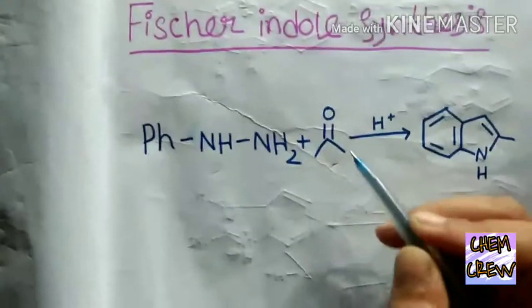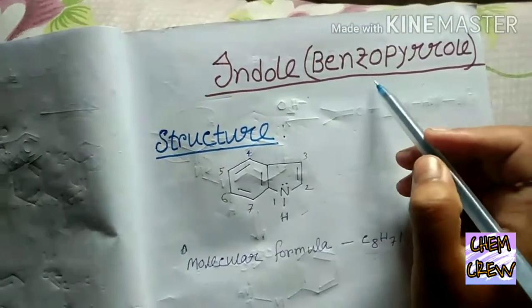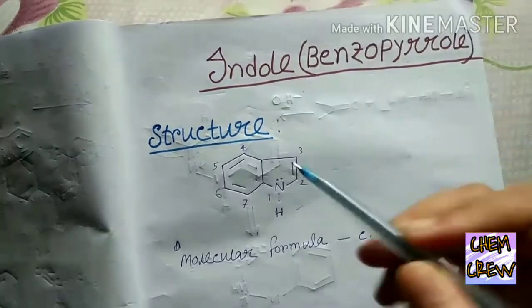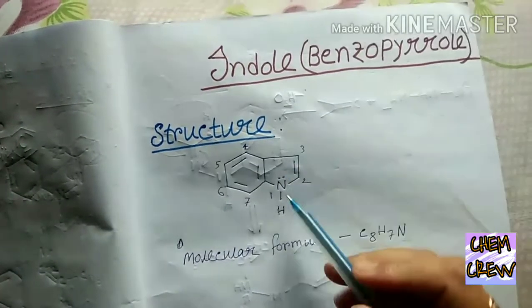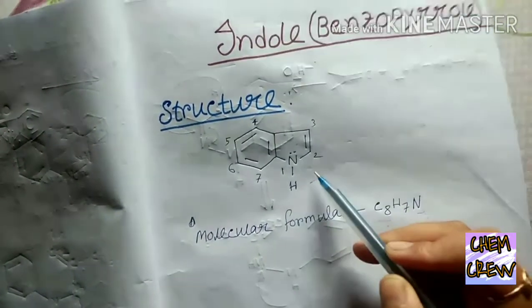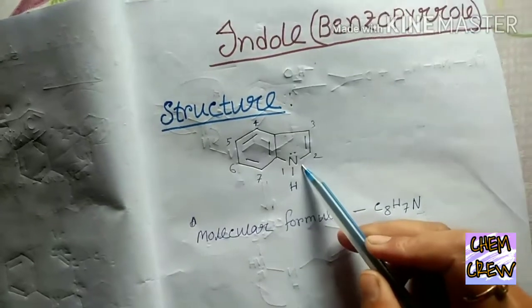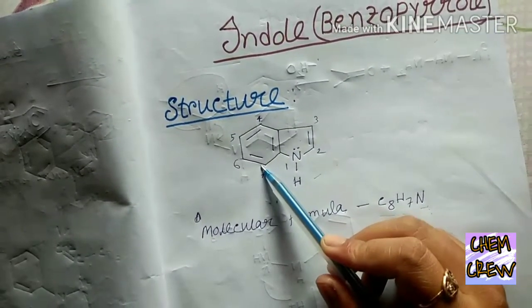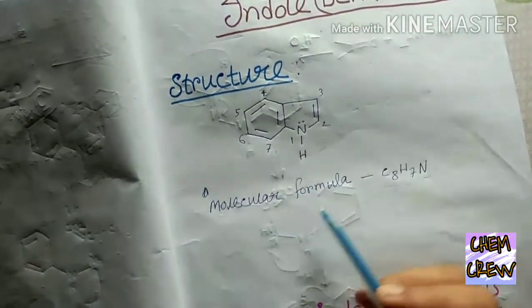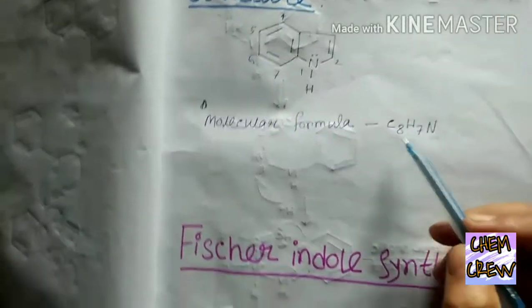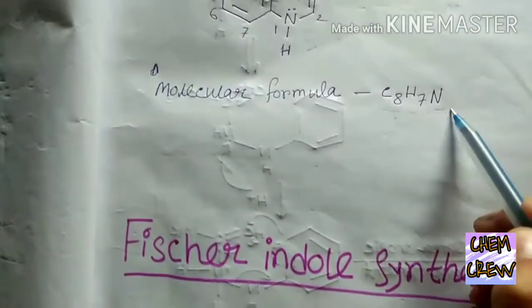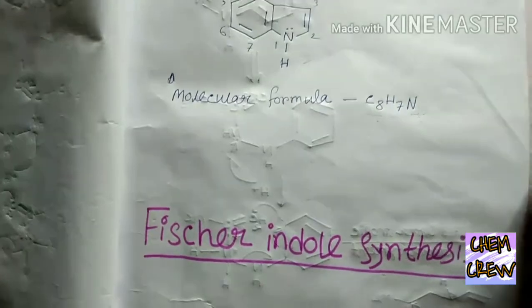Indole is also known as benzopyrrole. So the structure of indole is like this. In the case of indole, one pyrrole ring is fused with the benzene ring. The molecular formula of indole is C8H7N.